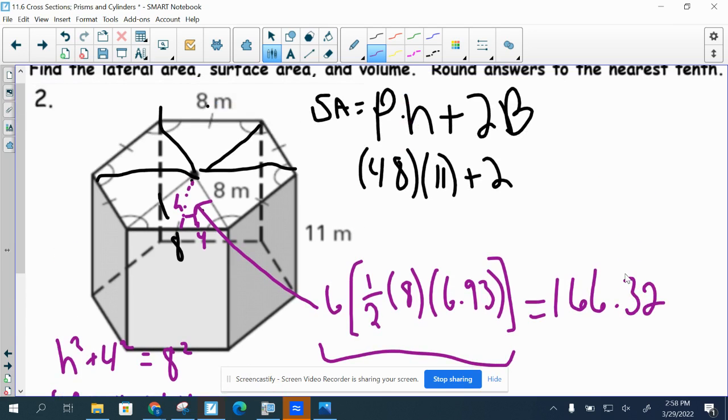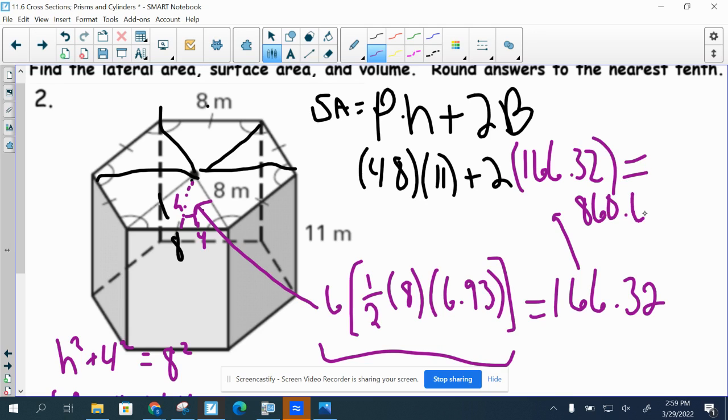All right, so then put that back up here. So 2 times 166.32. So I'm going to type all that in now. 48 times 11 plus 2 times 166.32. And I get 860.6 meters squared for my surface area.